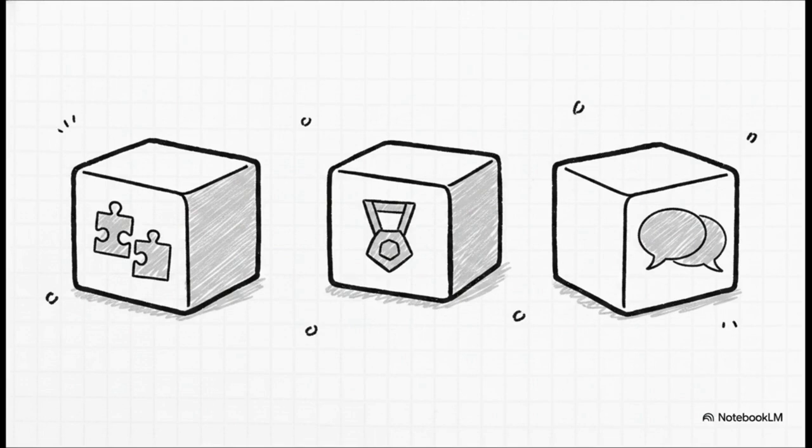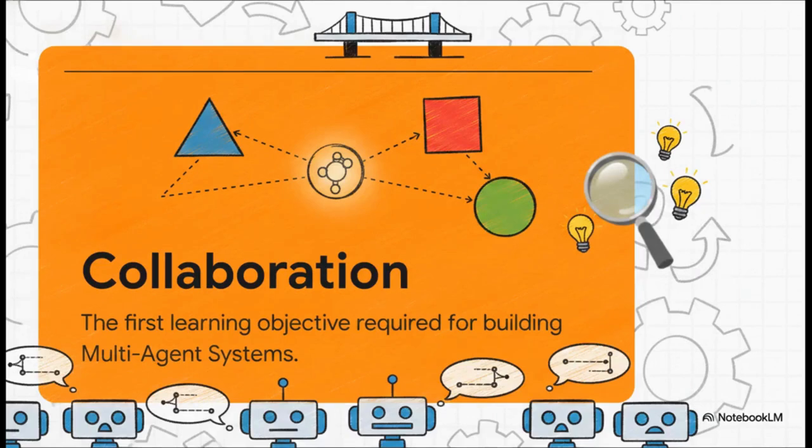And the truth is, you simply cannot build a stable, production-ready multi-agent system without mastering every single one of these pillars at a highly technical level. So let's break them down individually and look at the underlying mechanics, shall we? First up is collaboration. This is the very first learning objective required for building multi-agent systems. And in an agentic framework, collaboration isn't just about friendly teamwork.